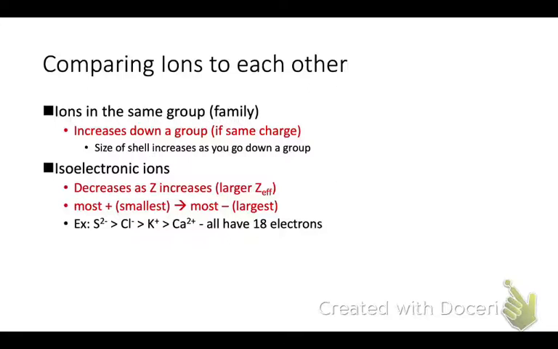However, if I want to arrange them based on their size, the -2 charge on sulfur will be way larger than -1 on chlorine. And the negative is always larger; anions are always larger than cations. And a +1 is larger than a +2. So the higher the positive charge, the smaller the atom, and the higher the negative charge, the larger the atom.